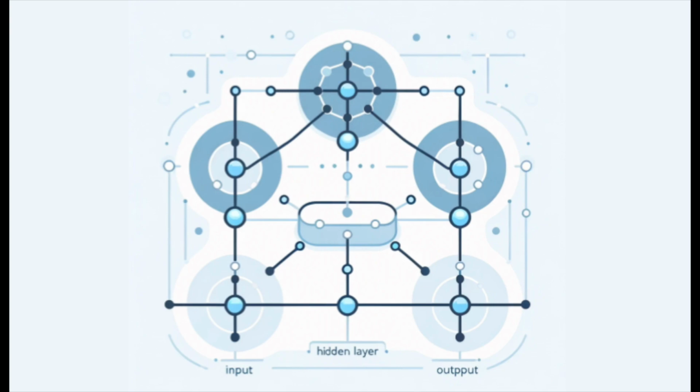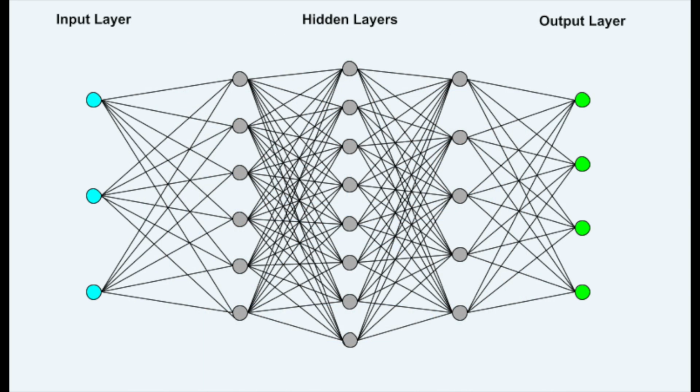Imagine it as a complex web of neurons, similar to the human brain, designed to recognize patterns from data. It learns from vast amounts of examples, making it incredibly powerful for tasks like image recognition, language processing, and more. At its heart, a neural network consists of layers, and each layer is made up of nodes, or neurons, which are connected by synapses. Each connection carries a weight that adjusts as the network learns from data.